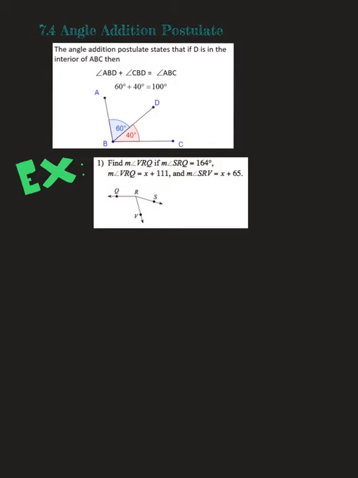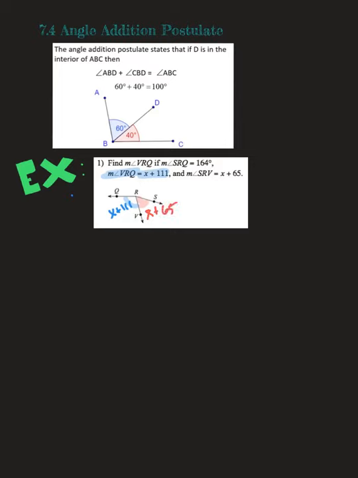So let's look at this one right here. VRQ is this angle here, and we know that that's x plus 111, so I'm just going to put that there. And then we have the other angle, SRV, is this angle here, and that is x plus 65. So let's label that.